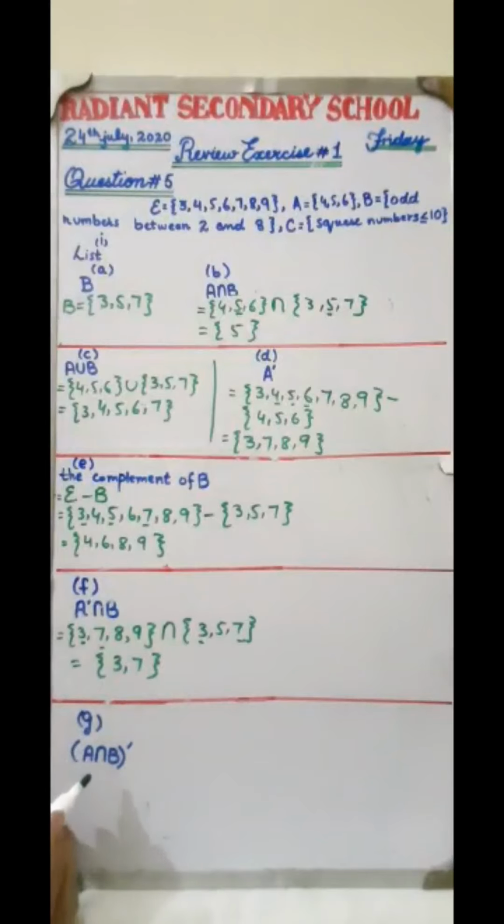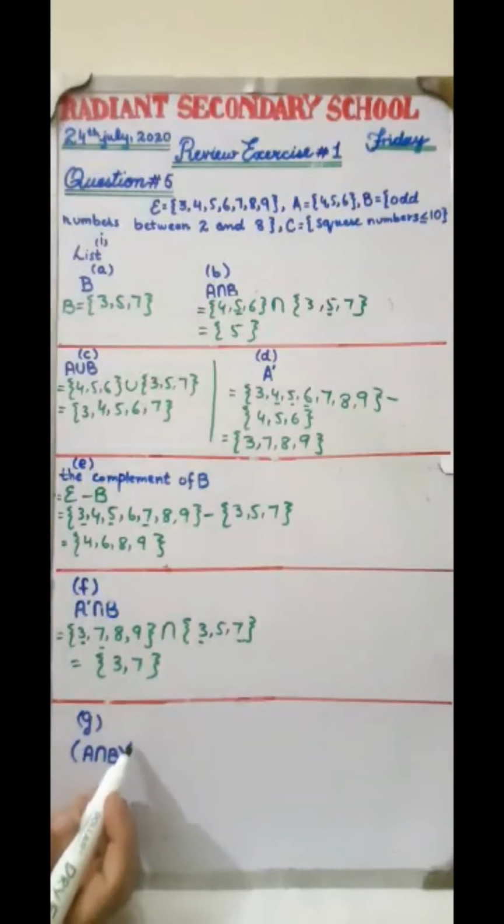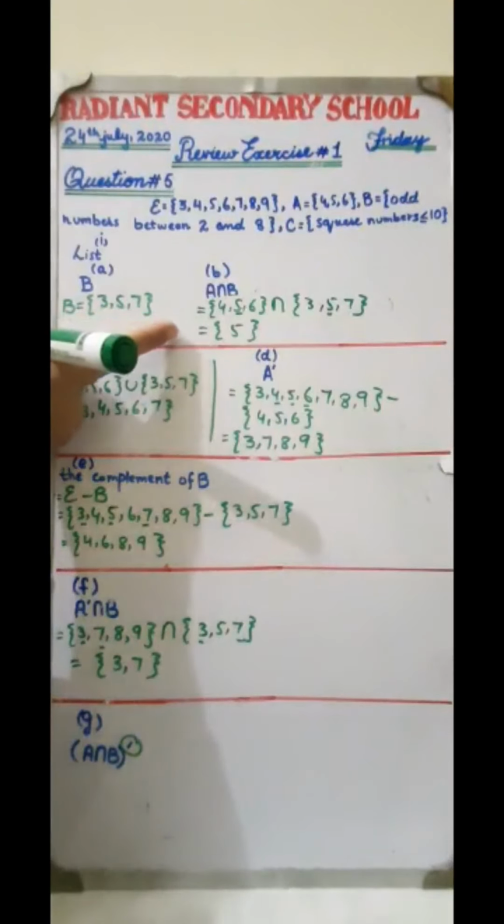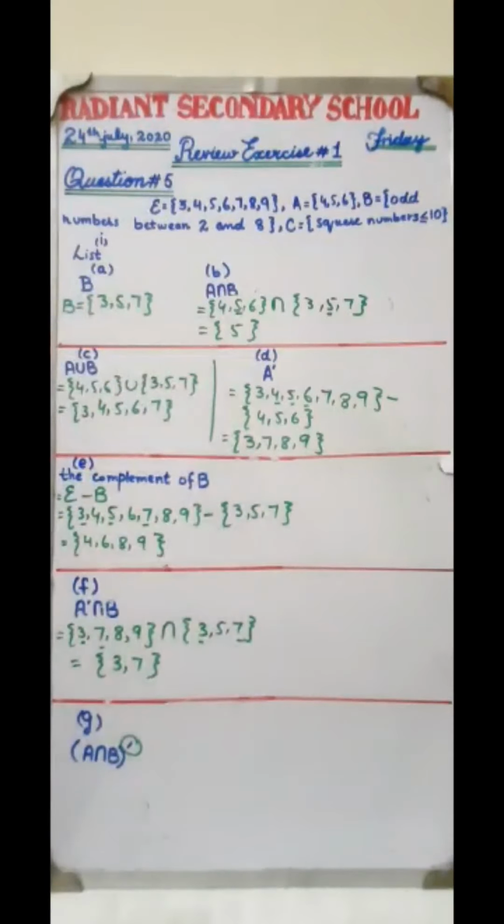Okay, come to G part. In G part we have to find A intersection B first, and after that we have to subtract the answer of A intersection B from the universal set. Why? Because this sign indicates that we have to find the complement of the whole answer. Which answer? A intersection B we have to find first here. We found A intersection B in part B, and the answer was 5. So A intersection B is 5 here.